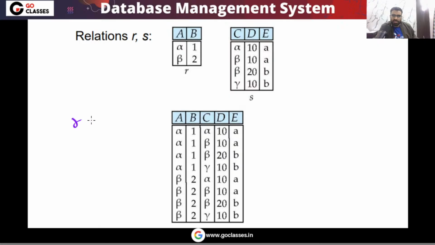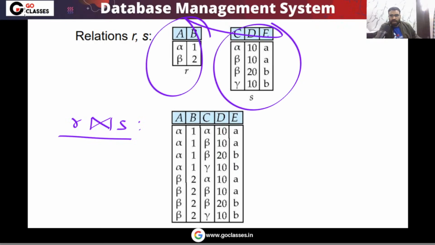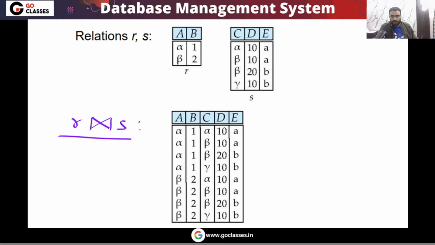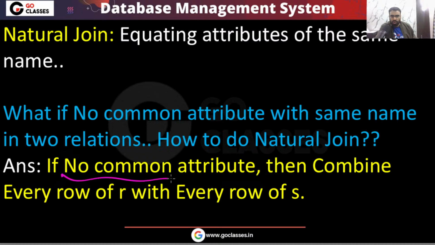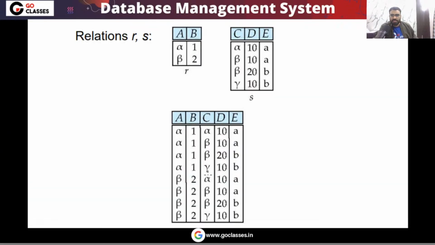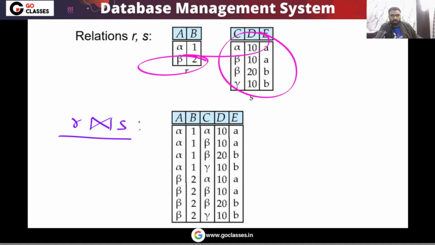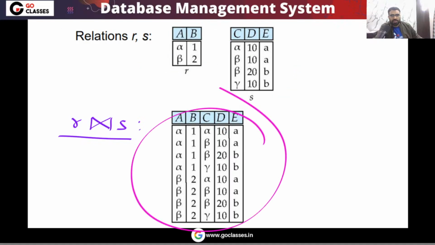So in this situation, the natural join will be performed like this: we will combine every tuple of R with every tuple of S. Very simple point, that if there is no attribute with the same name, then we will combine every row of S with every row of R. So you can see this row will combine with all the 4 rows, and this row will combine with all the 4 rows. There will be a total of 8 rows in the output.